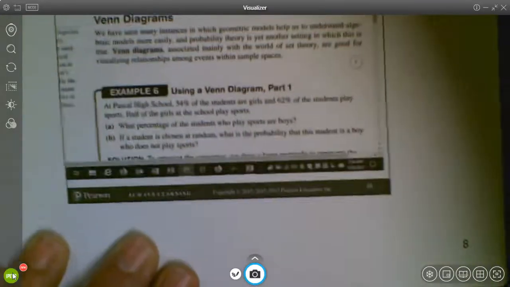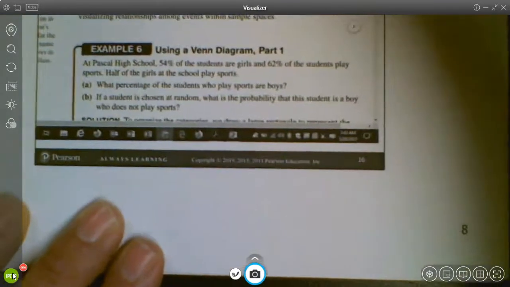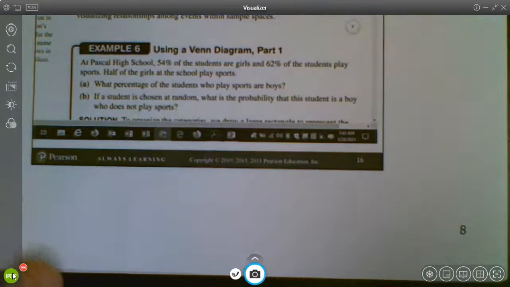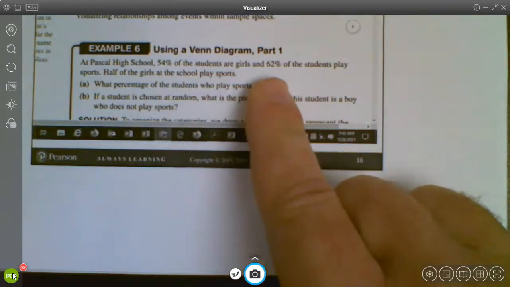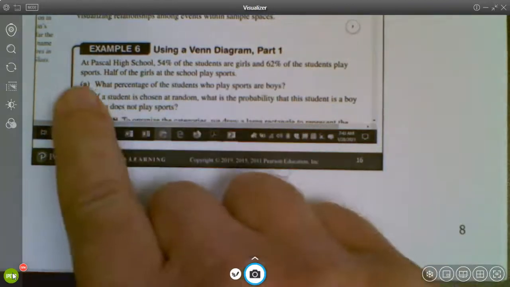Let's take a look at how we could put this to use. Guys, notice with what I just drew, there were two circles, so that would be the layout for two events, right? If you had three events, you would need three circles, right? And so we're just talking about two events right now. So in this one, we got 54% of students that are girls, 62% of students play sports.